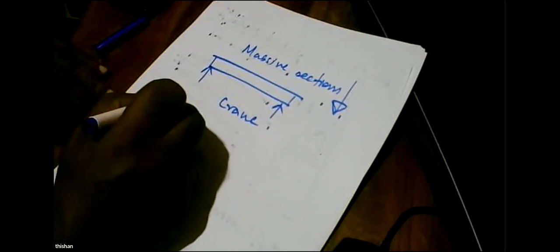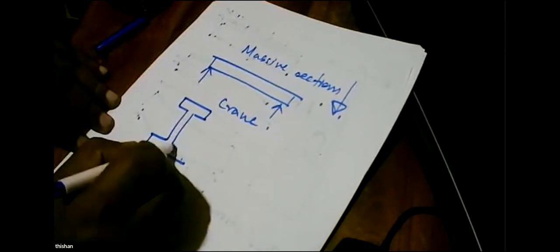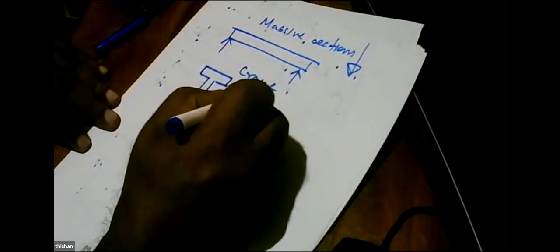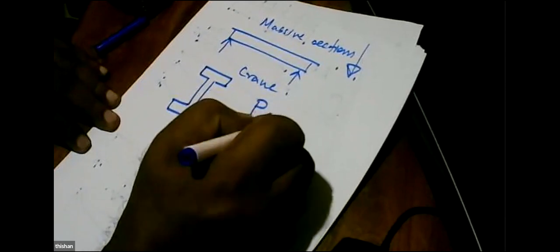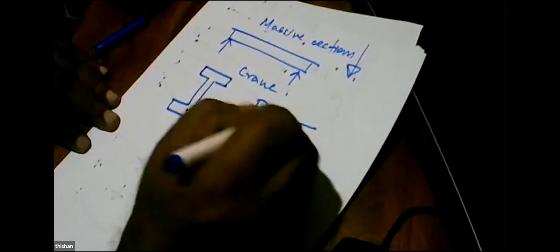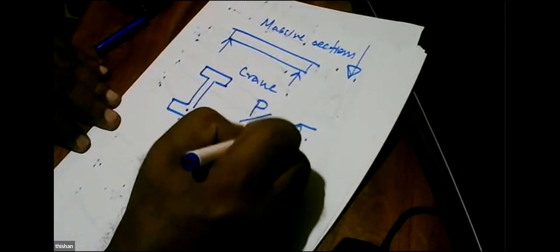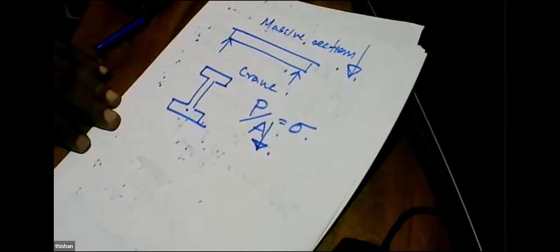But there's another reason why we like the beams to be as slender as possible. Why? Because we are applying a pre-stress. And if you look at the axial component, it is P over A. And if you want to maximize the stress, we have to minimize the area. Then only for a given force, we get a huge stress.